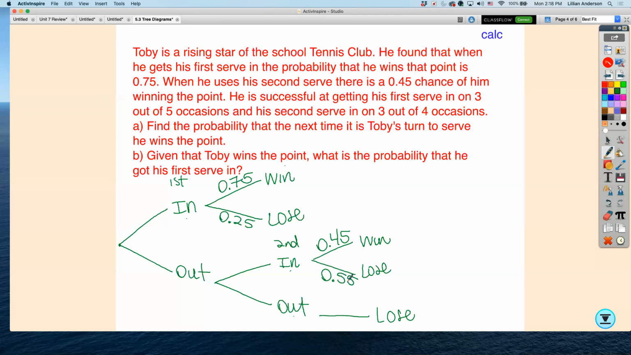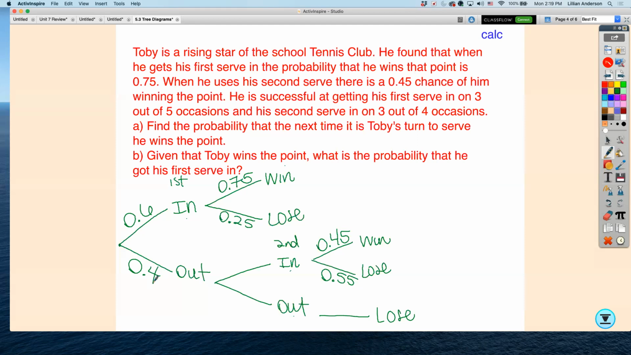He is successful at getting his first serve in on 3 out of 5 occasions. So if he gets it in on 3 out of 5, 3/5 is going to go here on this first branch. But to keep it consistent, what's 3/5 as a decimal? 0.6. There we go, which means he's going to get it out 0.4. Good.